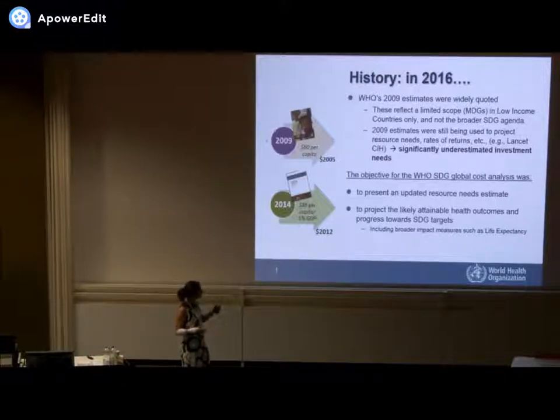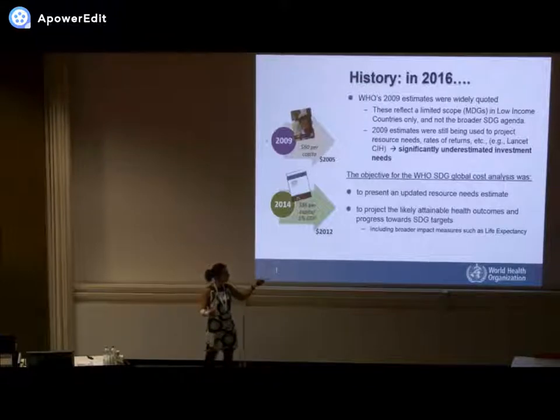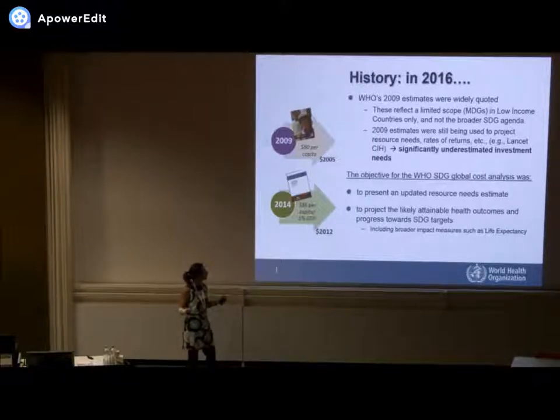So what we decided to do then was to do a global cost analysis that really looked at the SDG agenda with UHC in the center and to project the likely attainable health outcomes towards the SDG targets as well. So not just the cost, but also how far low and middle income countries would progress towards the SDGs. And we also wanted to look at impact measures that really reflect the full SDG and UHC agenda, like life expectancy and healthy life expectancy.